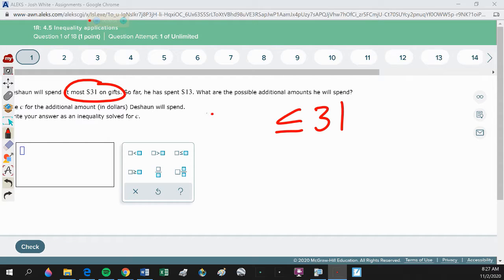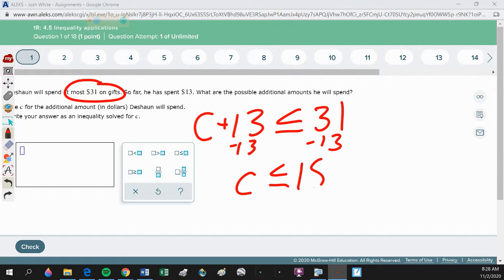So we are going to spend some amount, but we've already spent 13, so how do we handle the 13? So I need to put plus 13 here. So some amount plus the $13 we've already spent, or he has already spent, must be less than or equal to 31. So I subtract 13, and I get C is less than or equal to, what is that, 18?